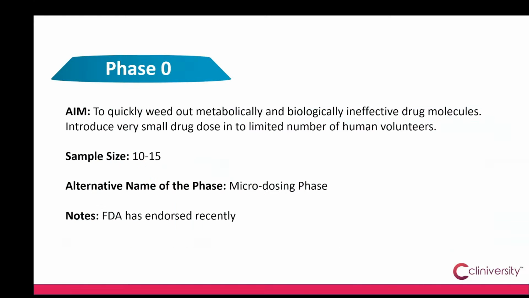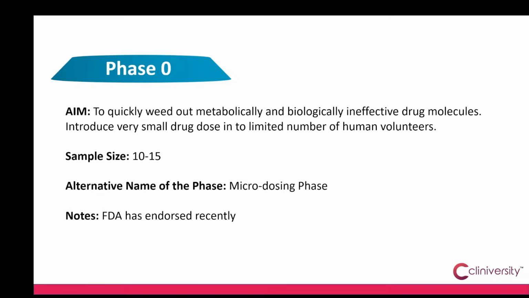So let's see about phase 0. The main aim of phase 0 is to quickly weed out metabolically and biologically ineffective drug molecules and introduce a very small drug dose into a limited number of human volunteers. So in phase 0, the drug is given to very few people. Sample size is nothing but the group of subjects involved in a clinical trial. So what is our target? For how many people are we going to give the drug molecule? In phase 0, the sample size is very small. It is between 10 to 15 people only.